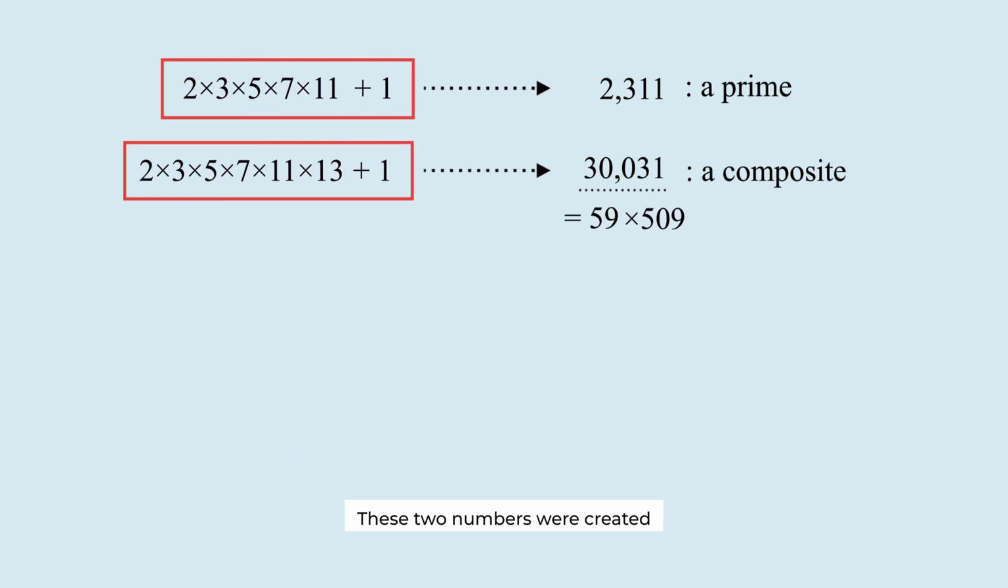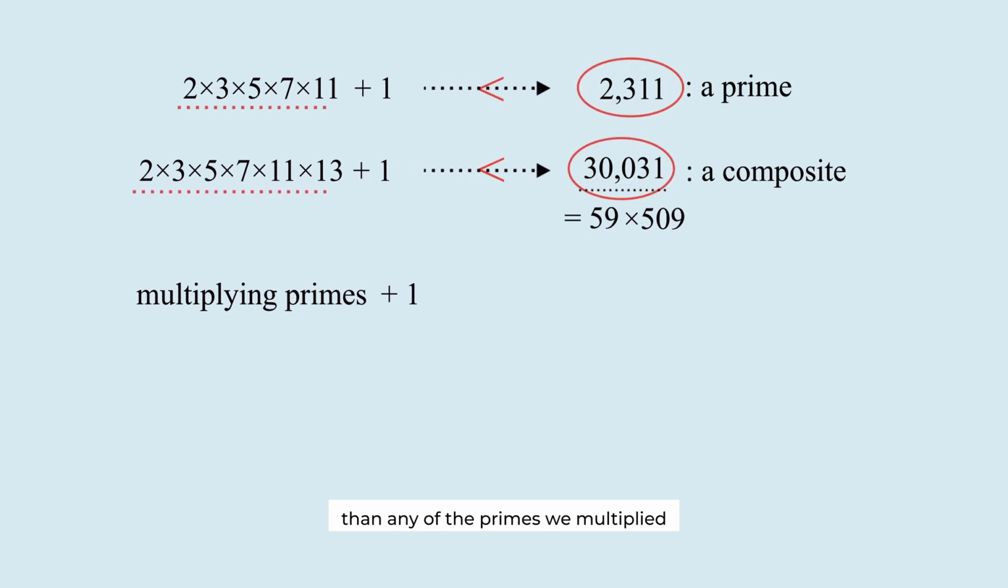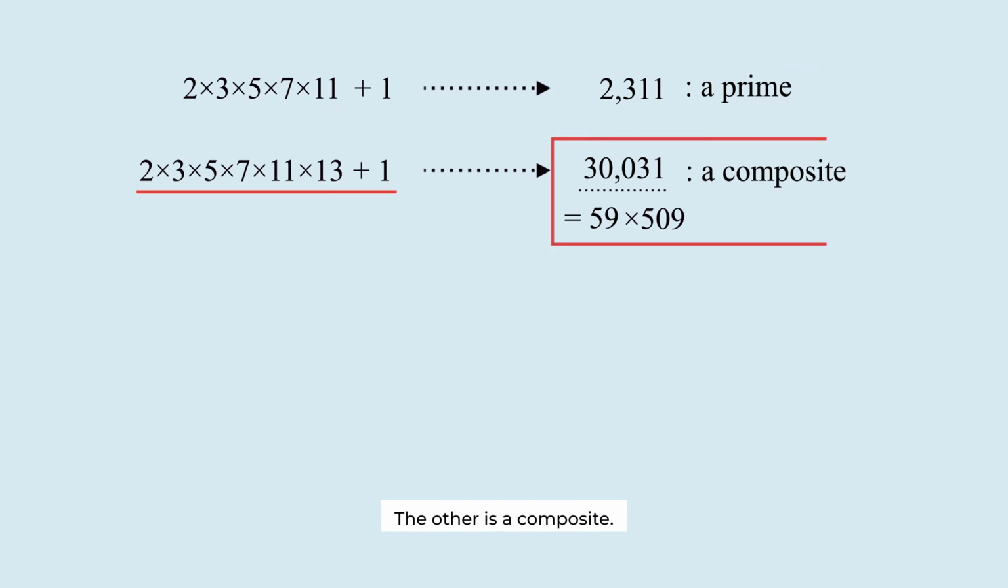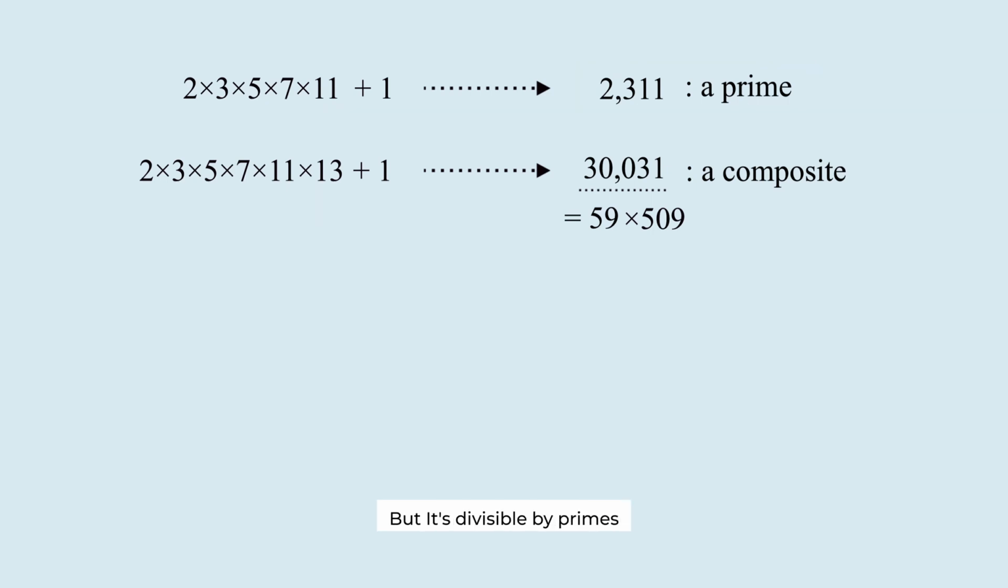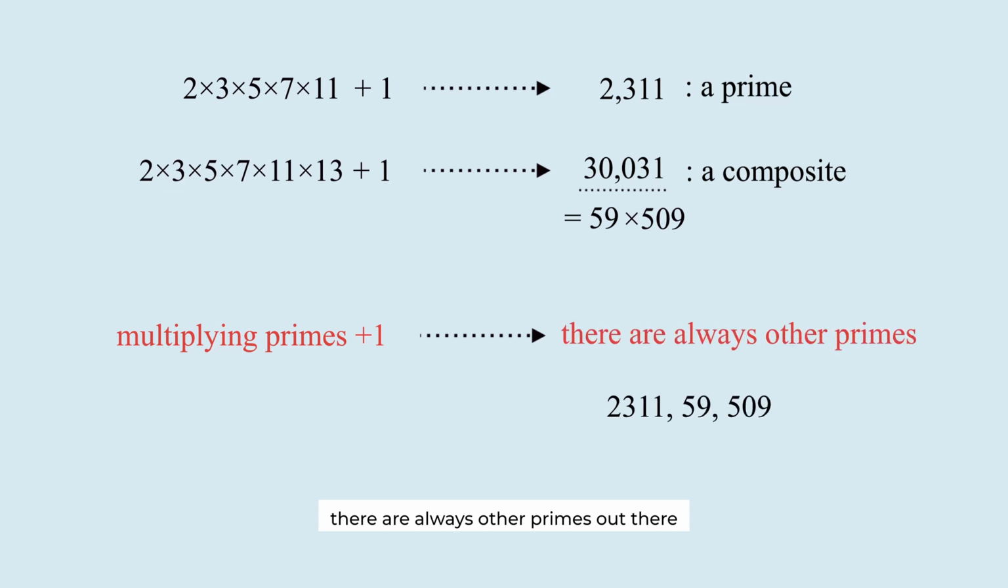These two numbers were created by multiplying some prime numbers and adding one. Naturally, the result is larger than any of the primes we multiplied, because we multiplied primes greater than 1 and added 1. In our example, one of the results is a new prime, the other is composite, but it's divisible by primes we didn't use originally. So no matter what, this process always shows us one thing. There are always other primes out there beyond the ones we began with.